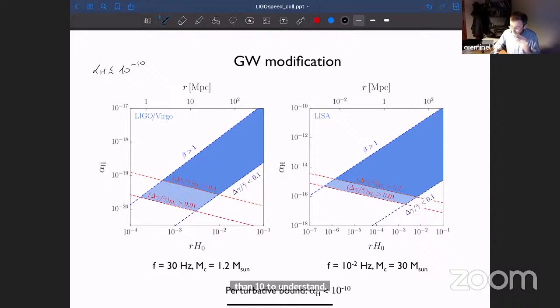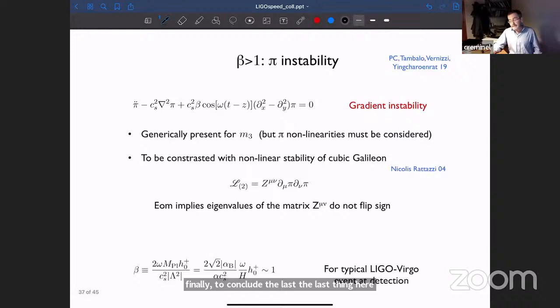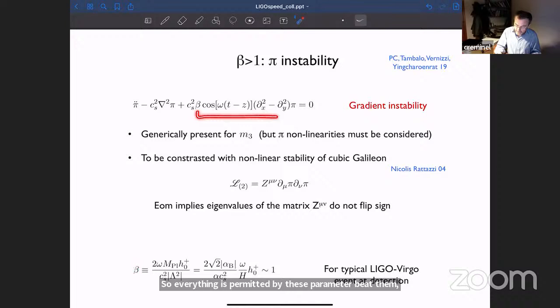Finally, to conclude, the last thing is that sometimes the gravitational wave may also induce instabilities in the dark energy sector. So the equation is basically the same, but if this parameter becomes very large, it will change sign. It will induce some sort of gradient instability for the perturbation in the dark energy. So this happens for some of these operators. Everything is parameterized by this parameter beta, which basically compares this term with the kinetic term. And it turns out that for sufficiently large gravitational waves, we enter this regime of instability. Instability means that this pi will be copiously produced. Okay. And this is the last slide.